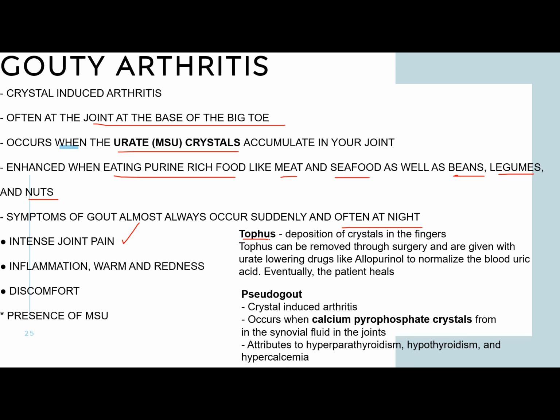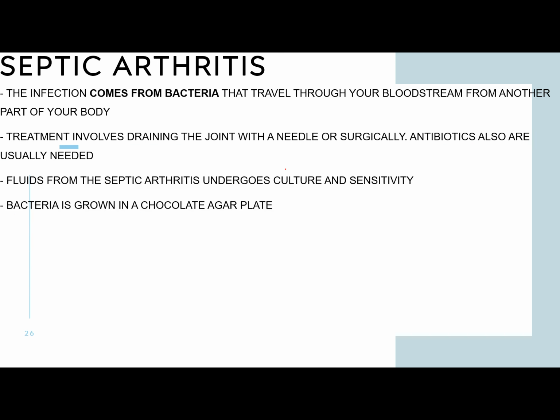Now, tophus, class, when you hear the word tophus, this refers to the deposition of crystals in your fingers. Tophus can be removed through surgery and are given with urate-lowering drugs such as your allopurinol to normalize blood uric acid. Then we have your pseudogout. Crystal-induced arthritis occurs when calcium pyrophosphate crystals are found in your synovial fluid, attributed to hyperparathyroidism, hypothyroidism, and hypercalcemia.